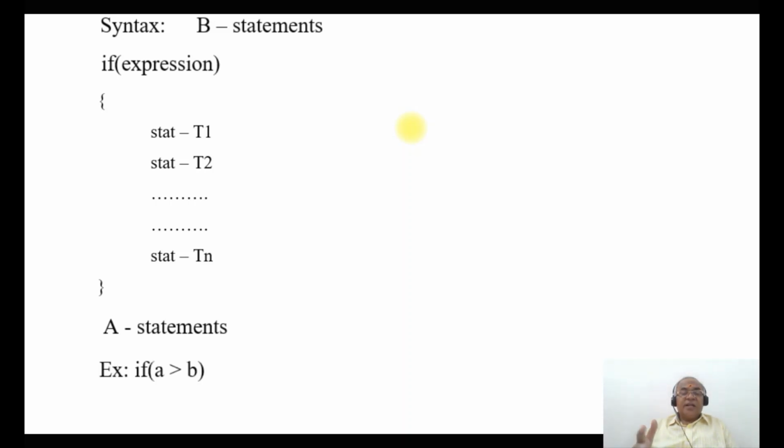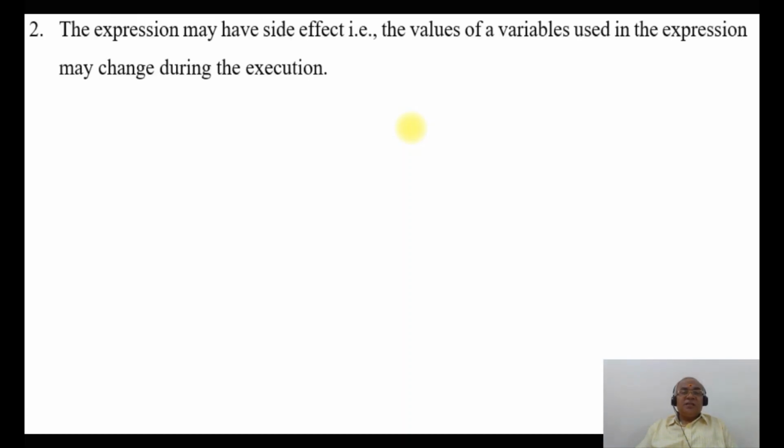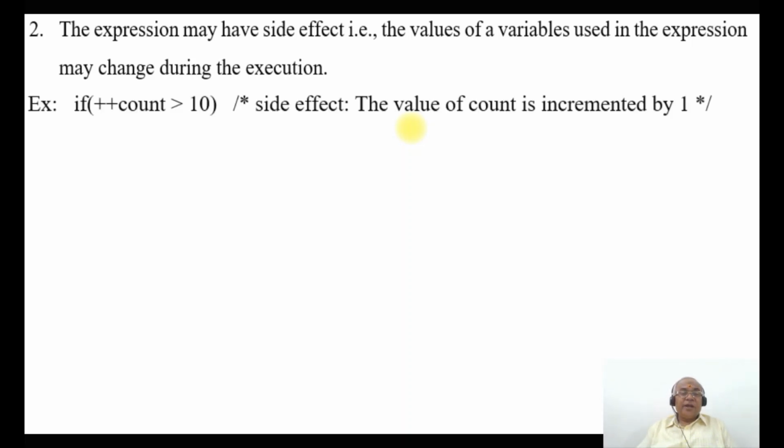Suppose I consider an example: if A is greater than B, then what is the condition? If it is true, that is 1, that means A is greater. The expression may also have side effects, that is, the values of variables used in the expression may change during the execution of the program. For example, if ++count is greater than 10, then what is the side effect? The value of count is incremented by 1.